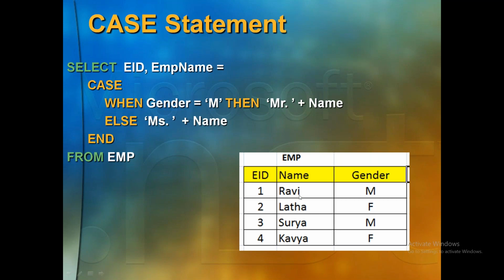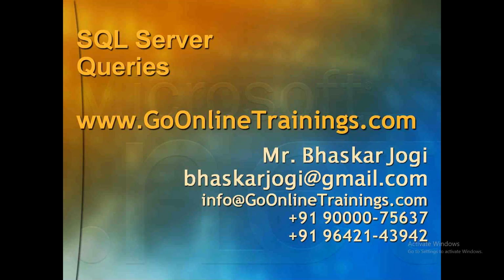Okay. So execution is always row by row, row by row, row by row. It will take one row, and if it sees the gender equals male, then it will take Ravi and add Mr. to Ravi. And it will go to the next row. It is a female. Female means it will go to the else block, and Lata will get added with Miss. Clear? So this is how you can use case statements in all your SQL queries. Am I clear?